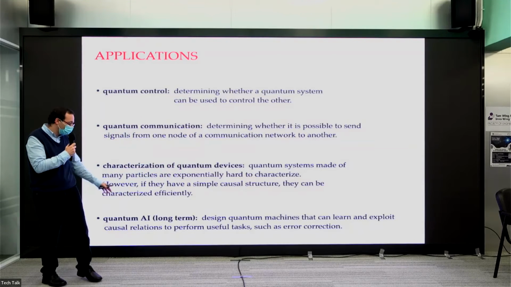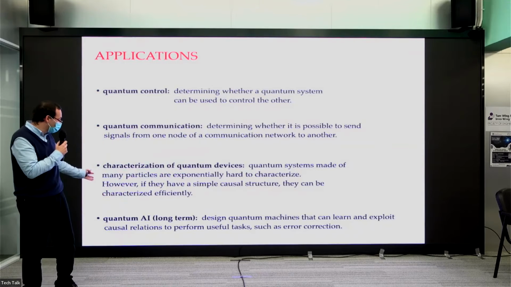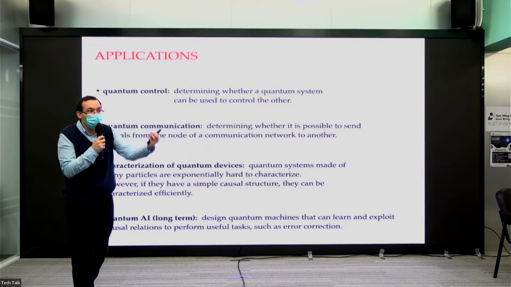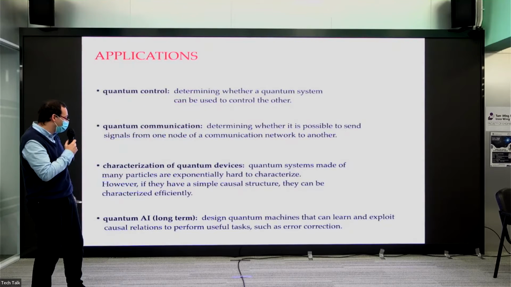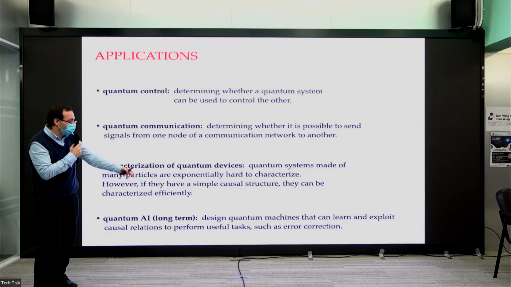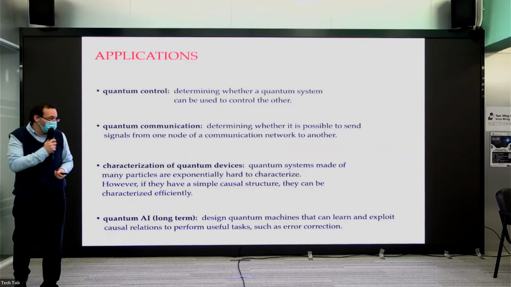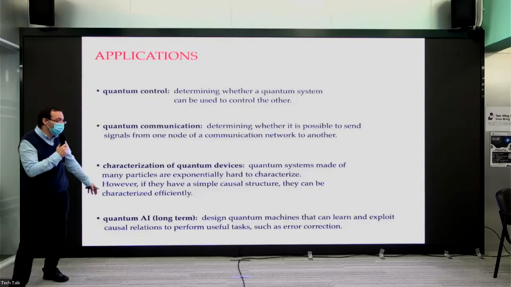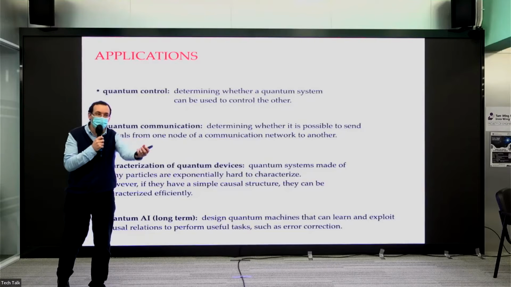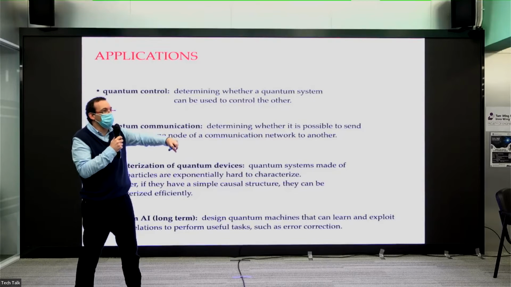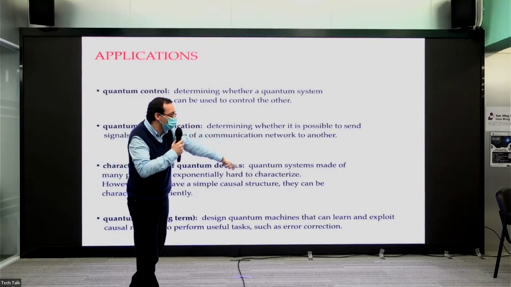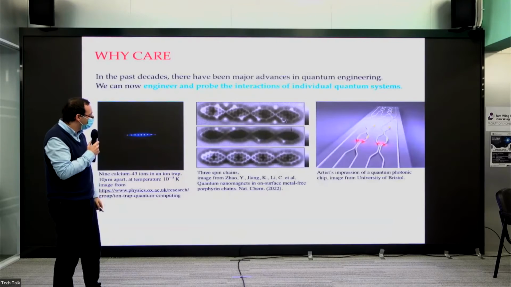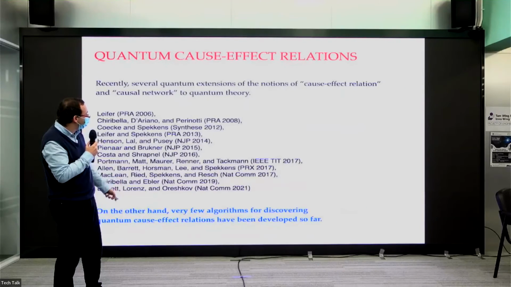The last application that is very long-term is quantum artificial intelligence. So inspired by what the work of Pearl has been for classical artificial intelligence, we could hope that one day we could design or implement some quantum machines that can learn and exploit some cause-effect relationships that they learn from the environment. For example, a machine that could correct an error inside the computer automatically by detecting it and correcting it. All right.